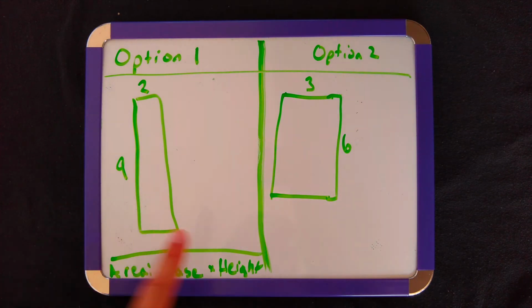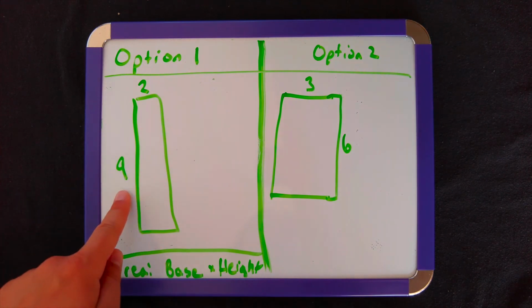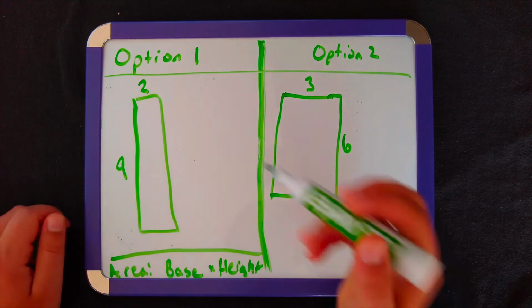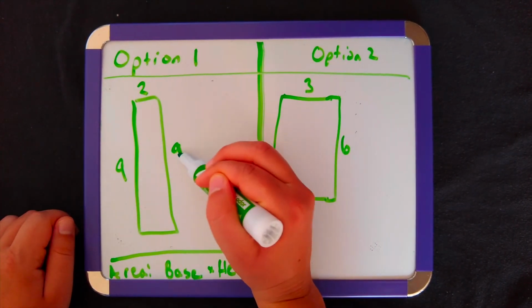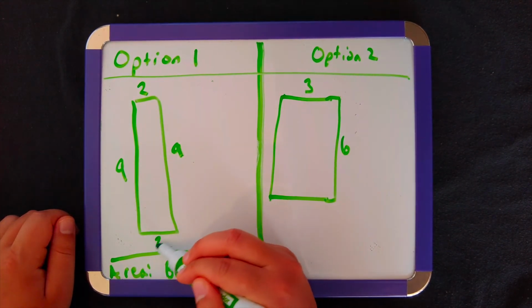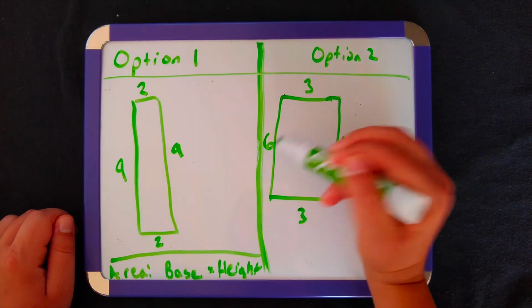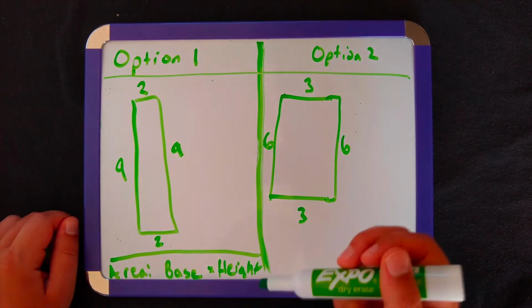Now let's find the perimeter of each of these designs. So since these are rectangles, we know that if one side equals a length, then the side across from it also equals that same length. And so this side will be 9 and this side will be 2. As for this option, this will be 3 and this will be 6. Now we know all of our side lengths and we can find the perimeter.